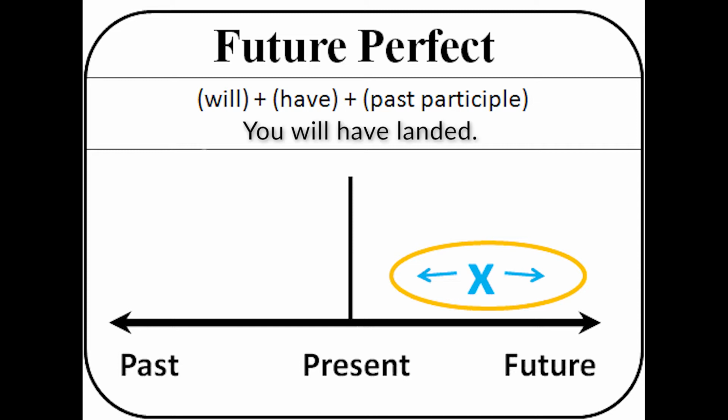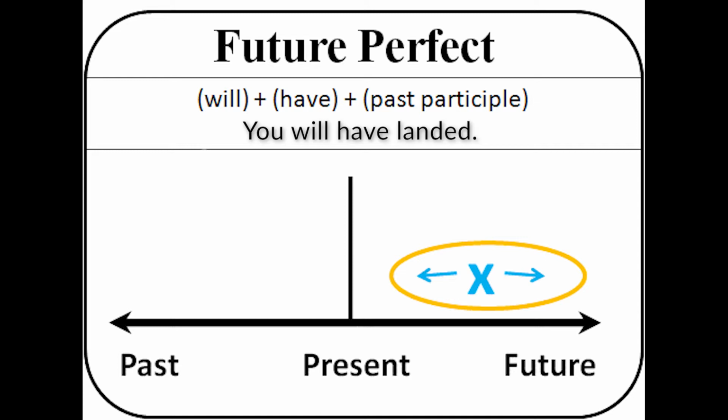So we can see that the X, the event, happened at some point before that. So the X in our example sentence is when you landed. But 3 hours from now is the furthest point of the future, because that's the point we're talking about. So 3 hours from now, furthest point in the future on the timeline, you will have landed. You will have landed is the X.